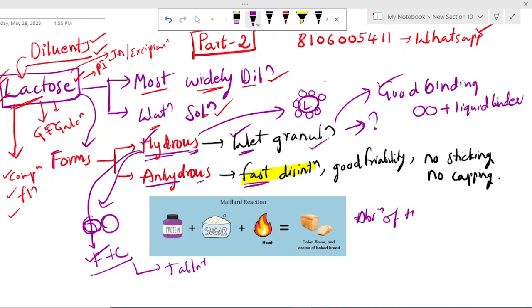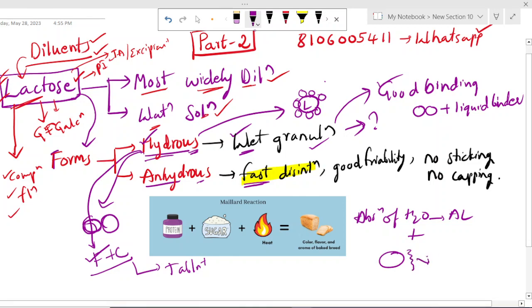Absence of water molecules in anhydrous lactose makes a dry and less cohesive powder. So this low moisture content provides rapid disintegration. For example, what happens when a tablet comes in contact with moisture, such as saliva?